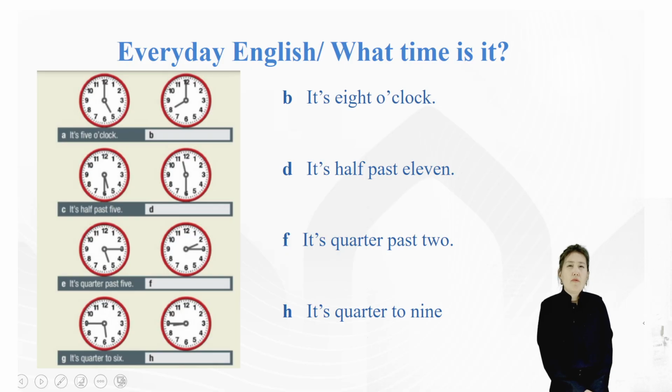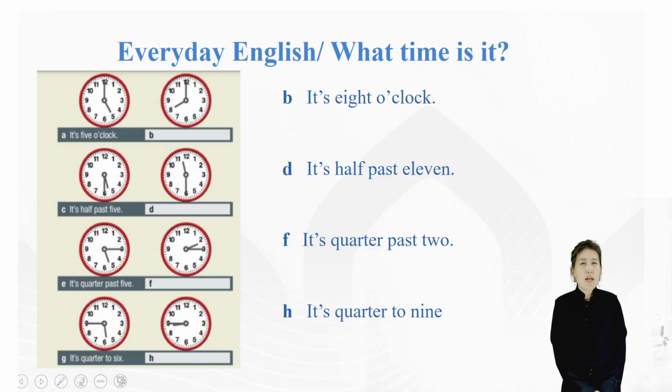Dive in and uncover the language's unique approach to the concept of time. Telling the time in English, most common forms. There are different ways to tell time in English. Here are the most common forms. First, using o'clock when it's exactly on the hour.